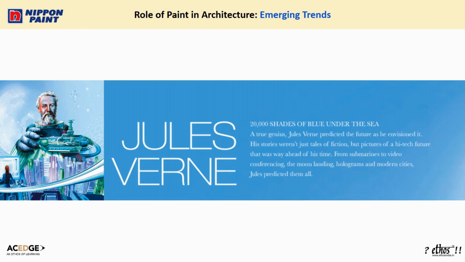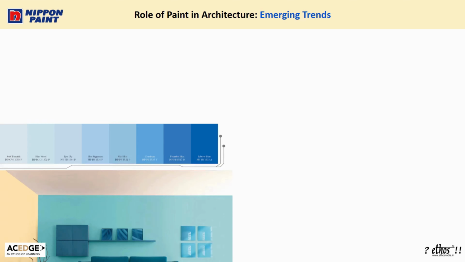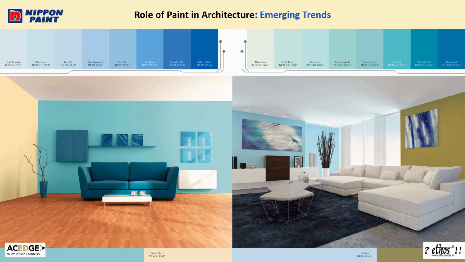20,000 Shades of Blue under the sea. A true genius, Jules Verne predicted the future as he envisioned it. His stories weren't just tales of fiction, but pictures of a high-tech future that was way ahead of his time. From submarines to video conferencing, the moon landing, holograms, and modern cities, Jules predicted them all. The Jules Verne collection uses cool blues that make you feel like you're taking a heavenly dip in the ocean.